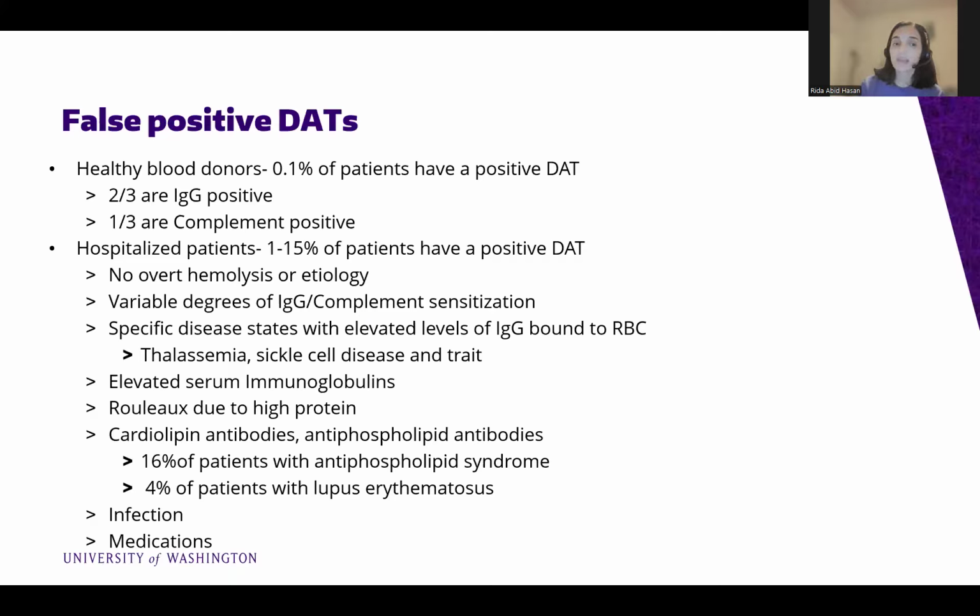They also maybe have elevated serum immunoglobulin, so maybe they have Waldenstrom's. Maybe they have some rouleaux due to high protein. Maybe they've been exposed to medications. They have an infection. They're extremely sick. They can also have things like antiphospholipid antibody syndrome or lupus that, again, is associated with an increased antibody burden. But the risk of having a false positive DAT is much more common in a hospitalized population than in a healthy population.